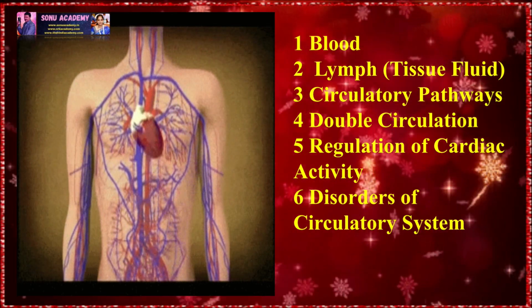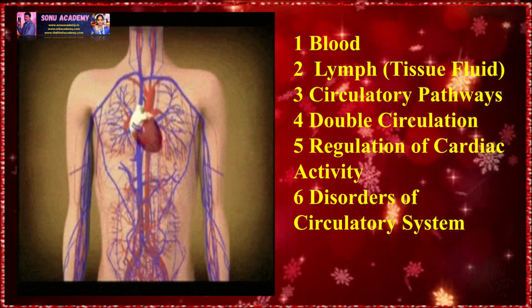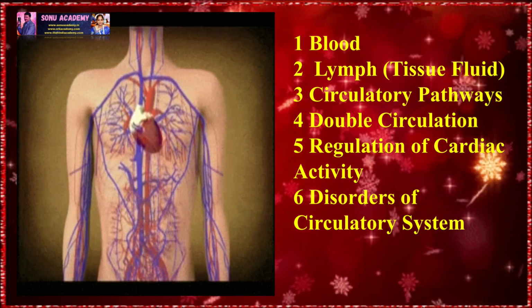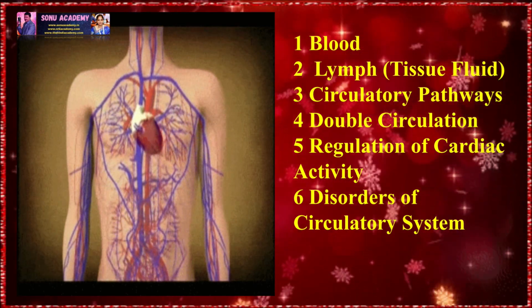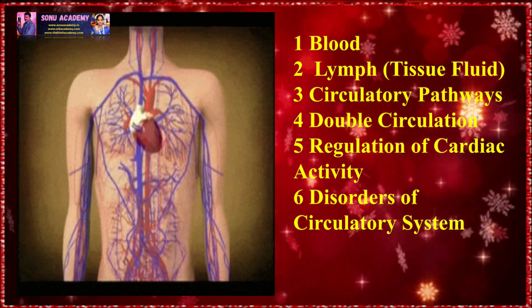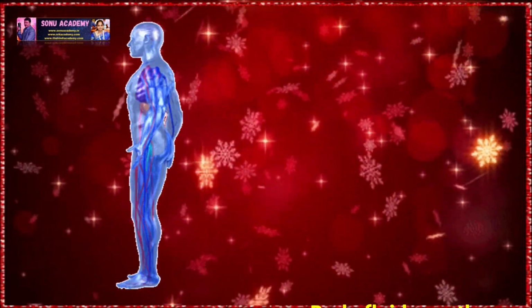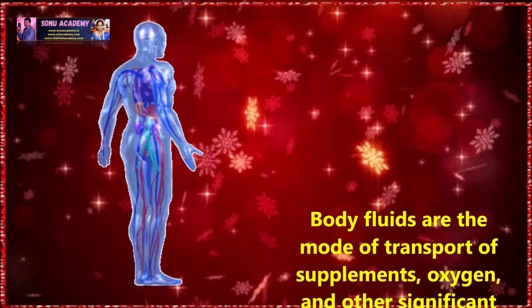In this chapter, you will learn about the composition and properties of blood, lymph, tissue circulation and pathways, double circulation, regulation of cardiac activity, and disorders of the circulatory system. Let us discuss each and every part and function of the human circulatory system.